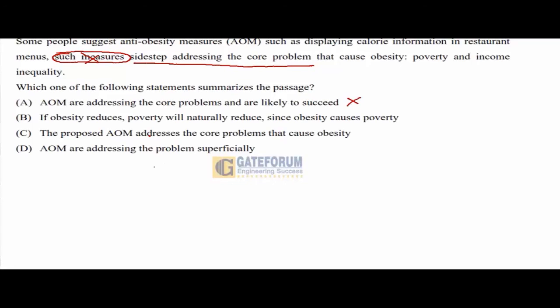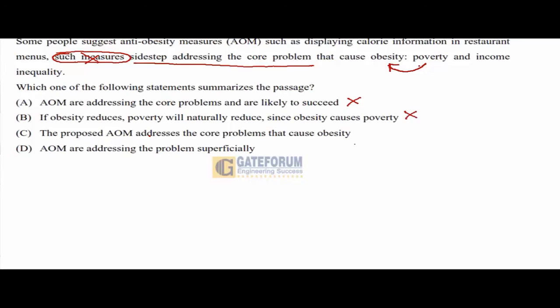Let us look at B. If obesity reduces, poverty will naturally reduce, since obesity causes poverty. That's a very ridiculous thing. Because as you can see here, it is clearly saying addressing the core problem that causes obesity, that is poverty. So poverty is not caused by obesity. Rather, obesity is caused by poverty. So naturally, obesity does not cause poverty. Poverty causes obesity. Right? So again, this is going against that whole thing.